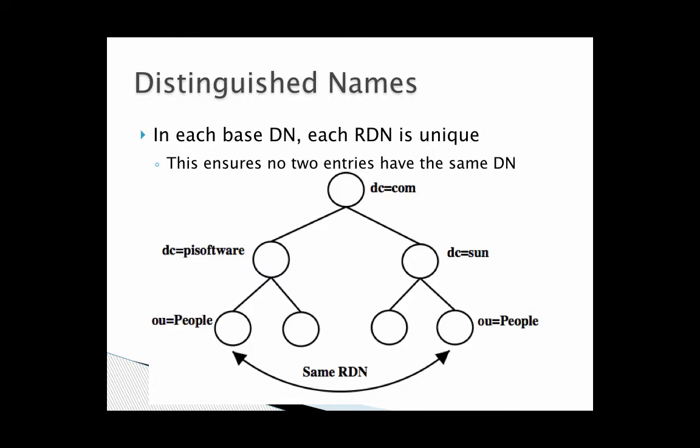So the next one actually shows an example where we have two OUs with the same RDN in this case, and we have the DC COM sitting at the top. From there, it splits into two, which is DC equals Pi software, and DC equals Sun. From each of those, we have another set of OUs that come off the bottom. One in the Pi software DC that's called people, and one in the DC equals Sun, OU people as well. But they are different, and we can specify them as being different because of that distinguished name.